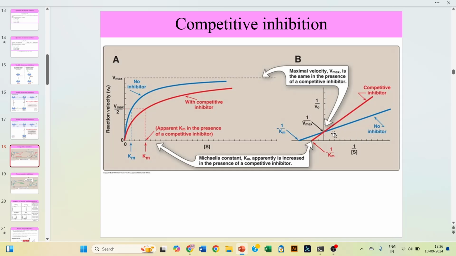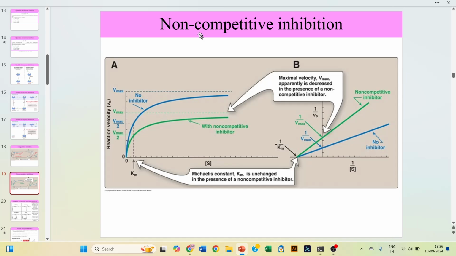This is the Lineweaver-Burk plot. Here also we see that the Vmax is the same. So Vmax is not changed in competitive inhibition, but Km is definitely increased. It is becoming more positive in this case, right? Now we come to non-competitive inhibition. In non-competitive inhibition, the Vmax is significantly decreased. This is the difference that you can see. Km, of course, is unchanged, and once again you can see a significant decrease in the Vmax.